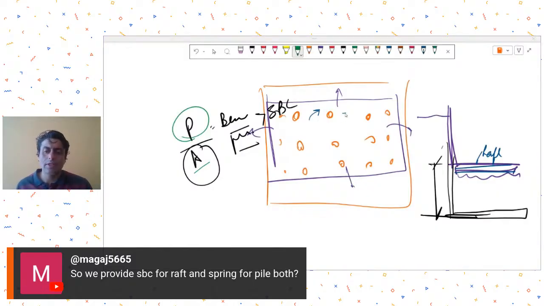But let's say if you are getting substantial bearing pressures at the level of the raft, then you may take the advantage of raft and piles both. So it all depends on what kind of strata you are getting at the location where you want to put your raft.